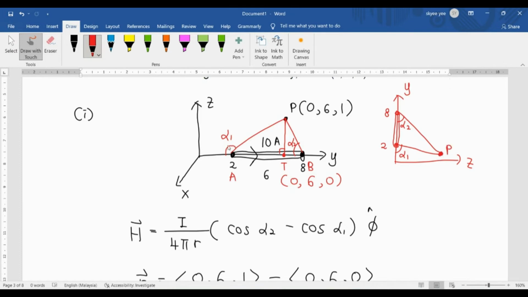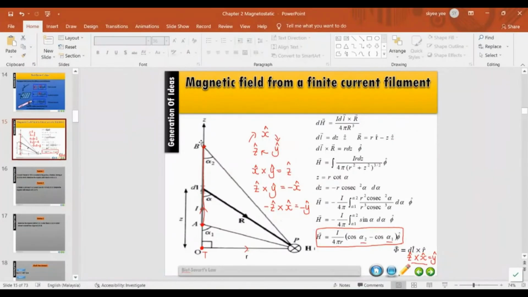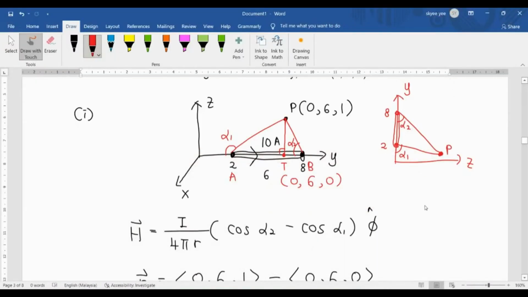Okay, so alpha 1 will take the outside one. Alpha 2 will take the inner one, just like this one. You don't take the outside one, right? If you refer here, you take the inner one. So this is alpha 1 and alpha 2. Let's find what alpha 1 and alpha 2 are.